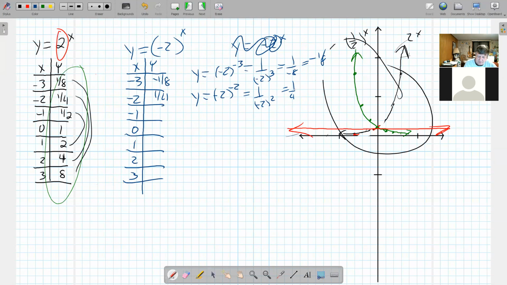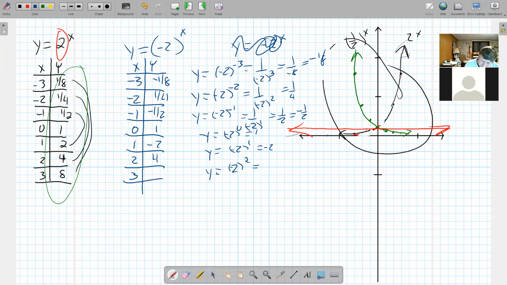Oh, the sign changed, didn't it? If x is -1, y equals -2 to the -1 power, which is 1 over -2 to the 1 power, which is 1 over -2, which is -1/2. The sign changed again. If x is 0, y equals -2 to the 0 power, which is 1. If x is 1, y equals -2 to the 1 power, which is -2. If x is 2, y equals -2 to the 2 power, which is 4. And then -2 cubed is -8. So as x goes up, y is going back and forth between negative and positive signs.